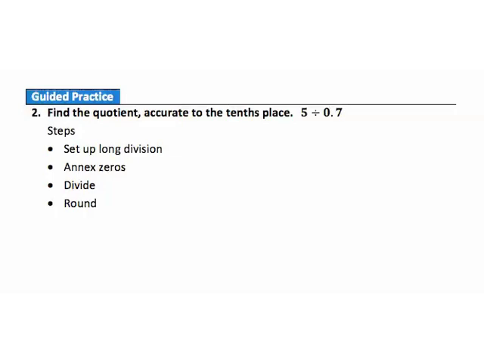Question 2. Find the quotient accurate to the tens place. In this division problem, 5 divided by 0.7. Well, first let's set this up as long division. Our divisor is 0.7 and our dividend is 5. Now the decimal in 5 again is to the right. And to help us remember that, think about $5. We know the decimal needs to be on the right side of that 5.